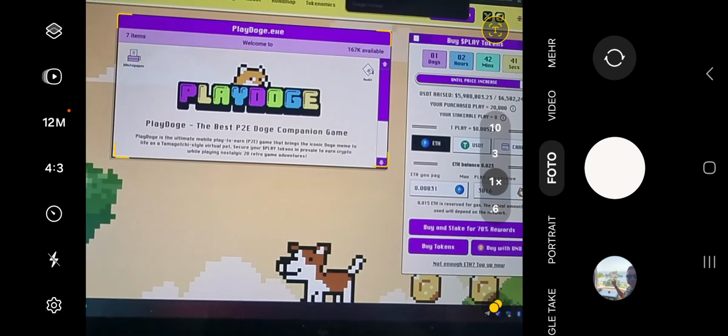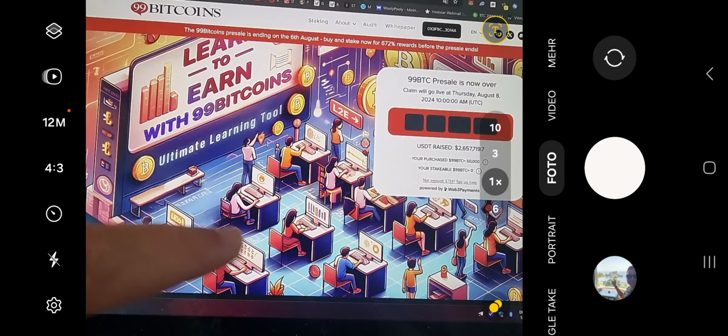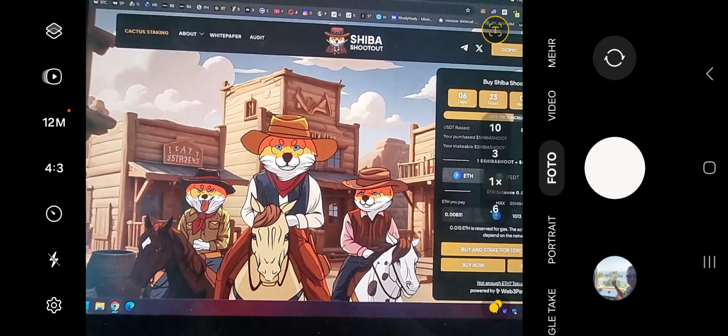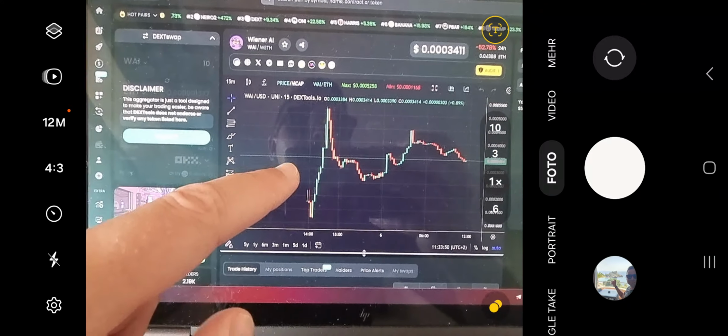So guys, that's it for now. Quick and short update on 99 Bitcoins, which is over now. You cannot buy it anymore. Congratulations to everyone that bought it. Hopefully we're going to do some gains like over on WienerAI.